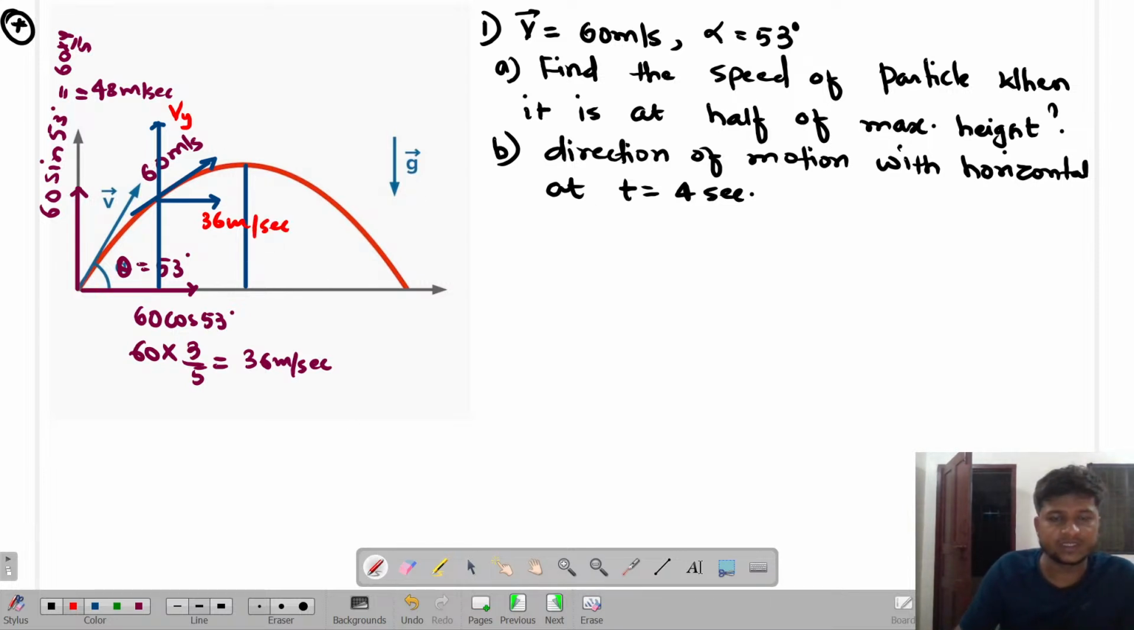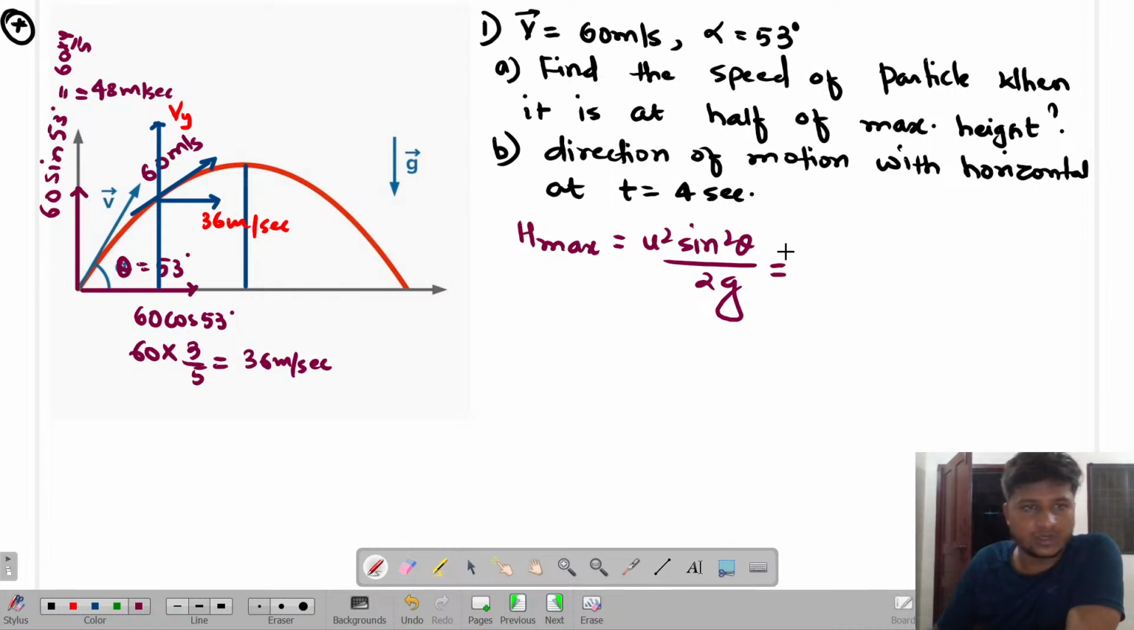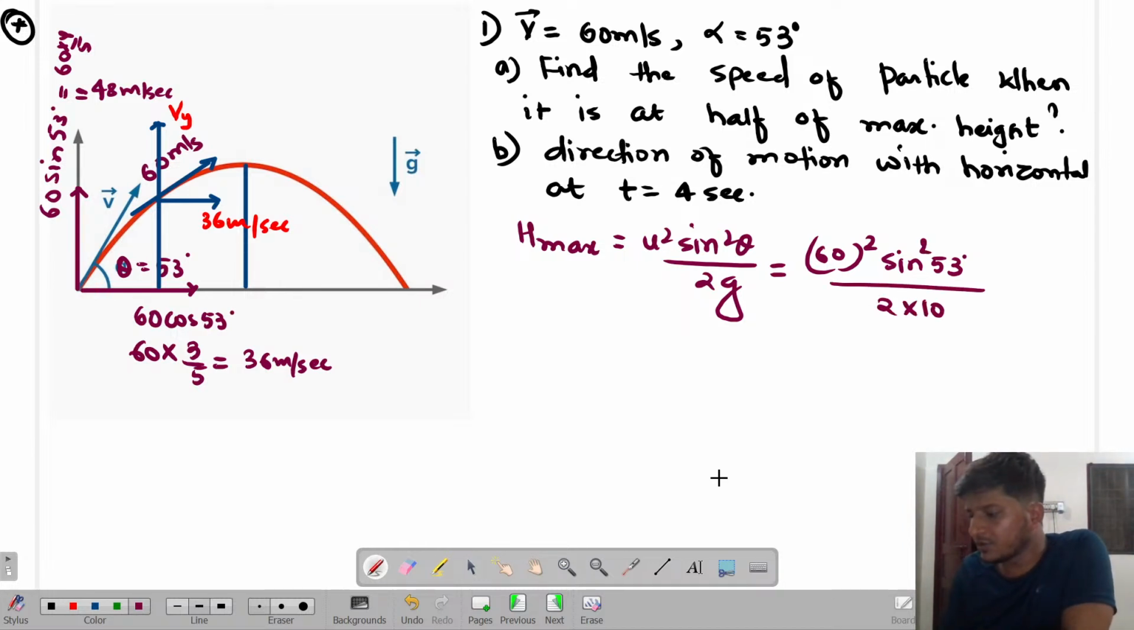So what can I apply? Half of the maximum height is asked, so I first need to find the maximum height. What is the formula? U square sine square theta upon 2g. If I apply u square sine square theta, what is u? 60 square sine square 53 degree, or not? Tell me yes or no, and divide by 2 into g. g is how much? 10. Are you able to get me or not?